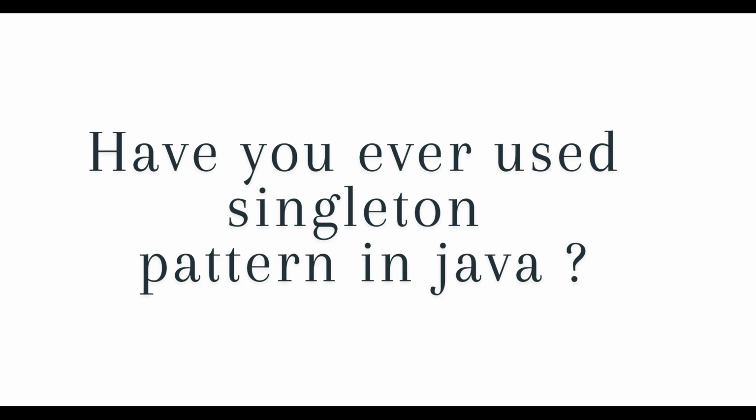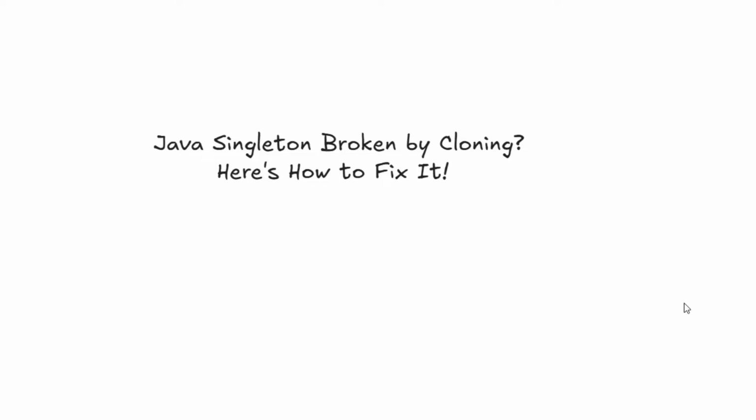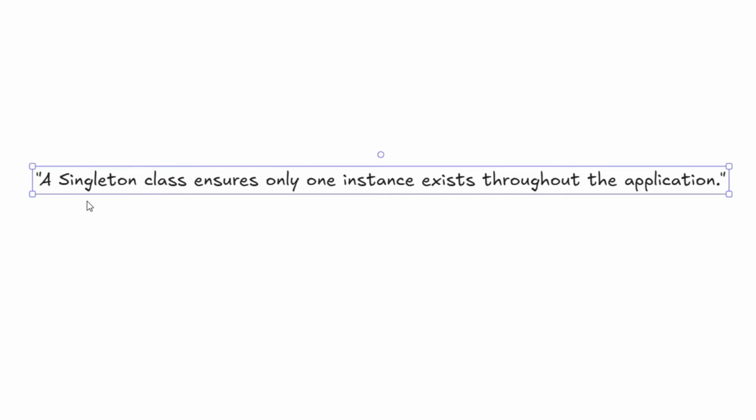Have you ever used the singleton pattern in Java, thinking it guarantees just one instance? Think again. In this video, we will show you how cloning can silently break singleton and how to fix it. So basically, a singleton class ensures only one instance exists throughout the application.